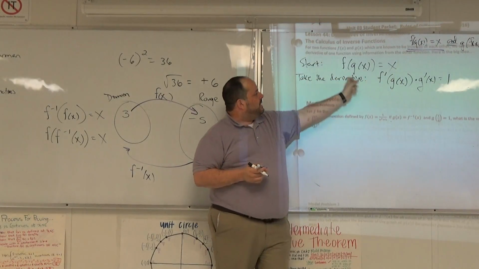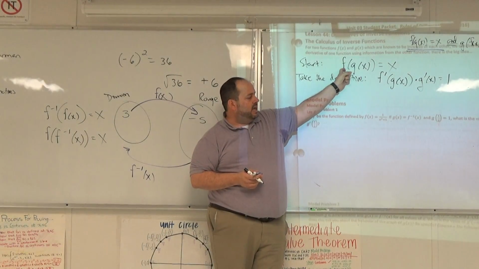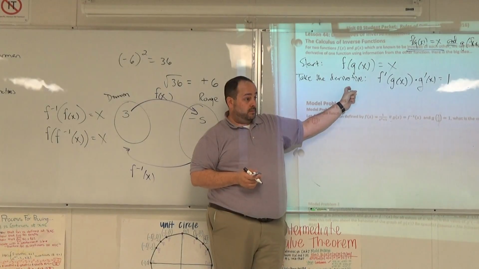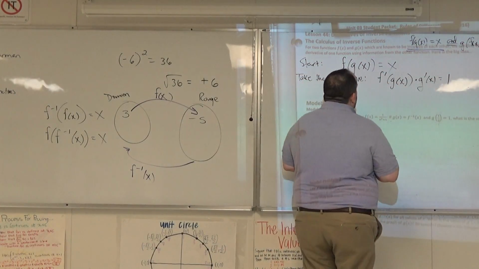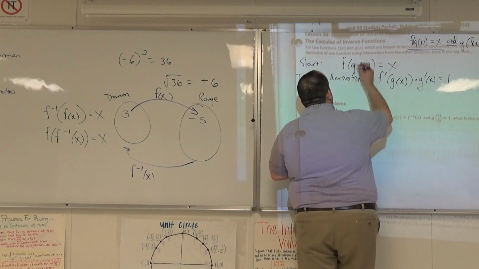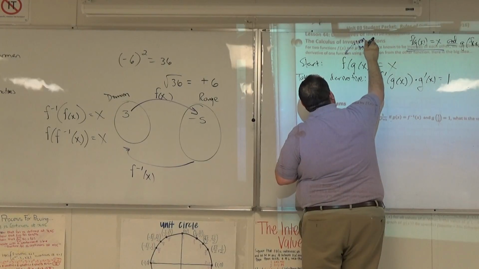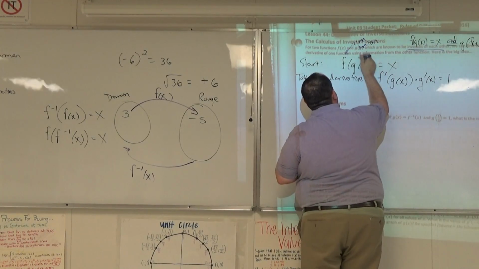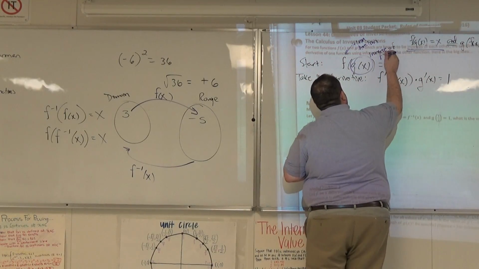So, is everybody okay with this opening relationship? F of g of x is equal to x? And is everyone okay taking the derivative? With the chain rule, f prime of g of x times g prime of x is equal to 1. Well, often, you're going to know something about f of x. This is going to be like the given function. And they're going to ask you stuff about this guy here. So this is the inverse of f of x.